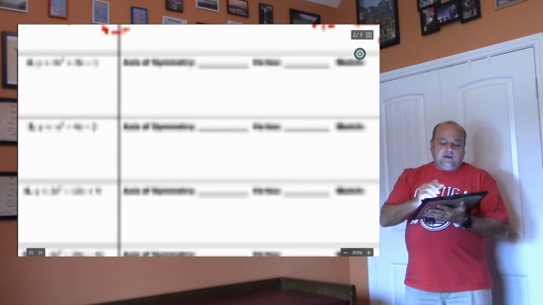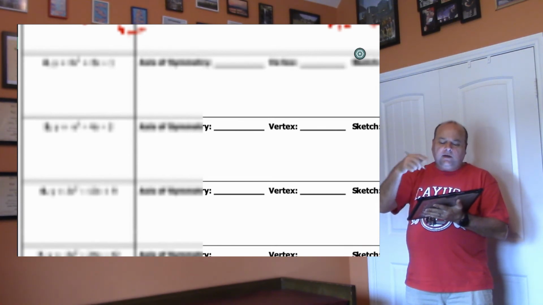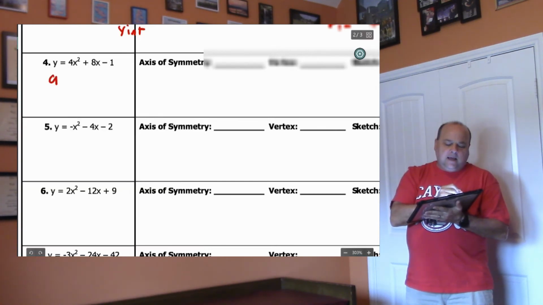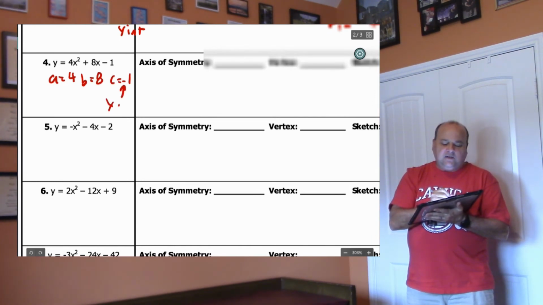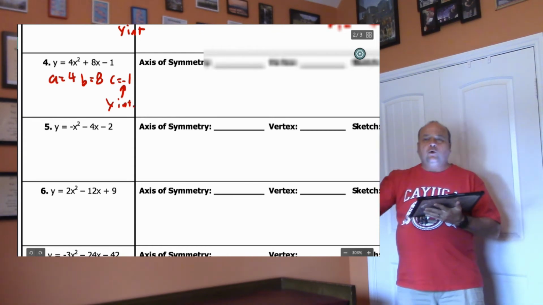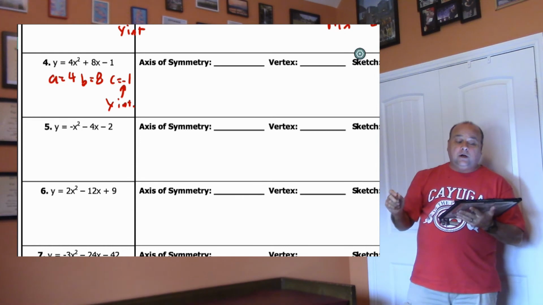4 and 5, okay? So really quick, this is important. Underneath, let it clear up. Write down A equals 4, B equals 8, C equals -1. Remember, your C is going to be your Y-intercept. So when we graph this and hit graph trace, 0, -1 is where we're going to start off.